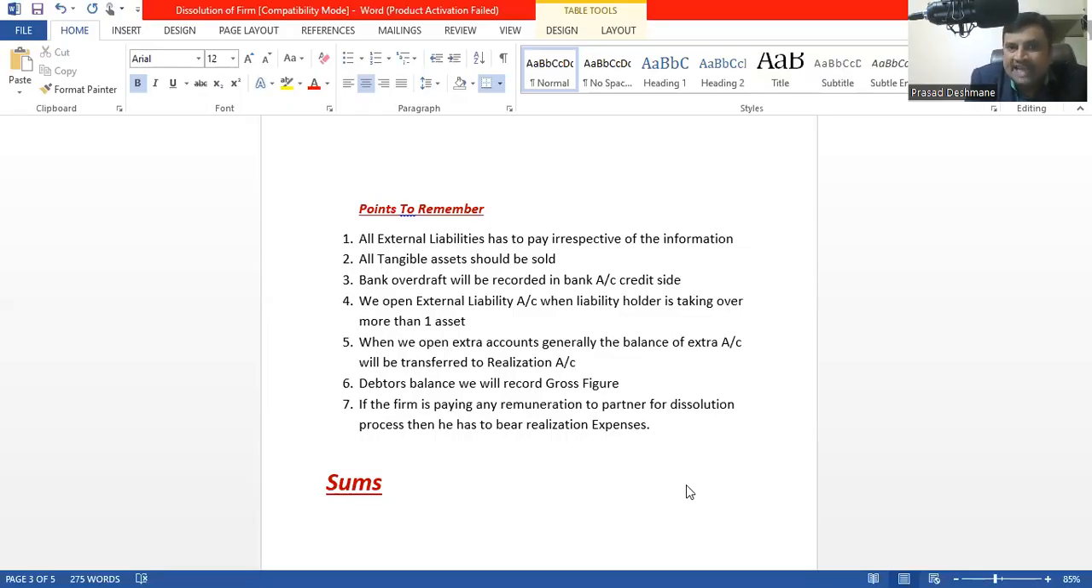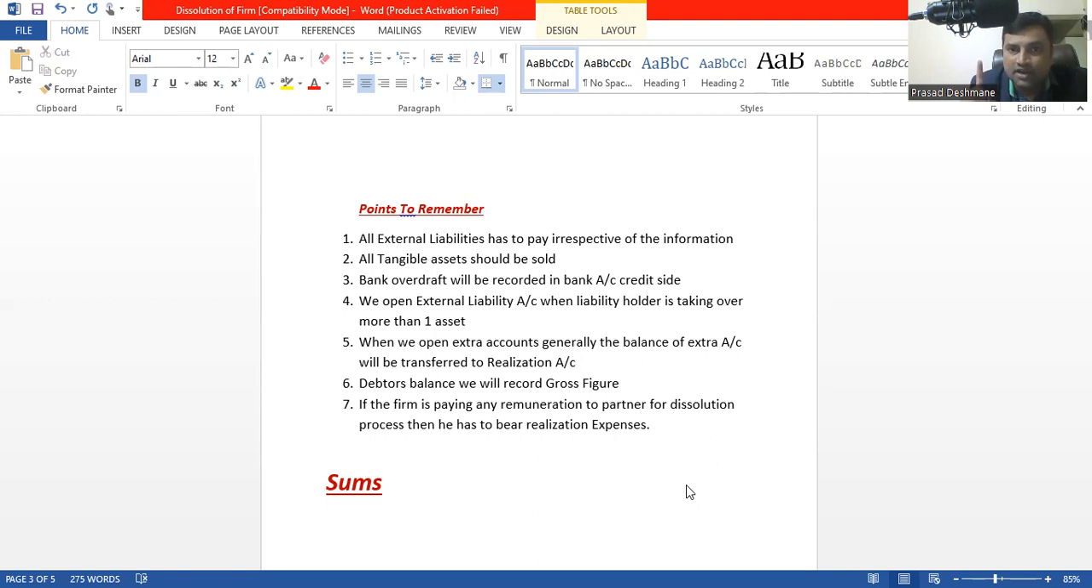All external liabilities we have to pay irrespective of the information that we already discussed, right? All external liabilities we have to pay compulsorily. All tangible assets should be sold, irrespective of the information again. Bank overdraft will be recorded on the bank account credit side.